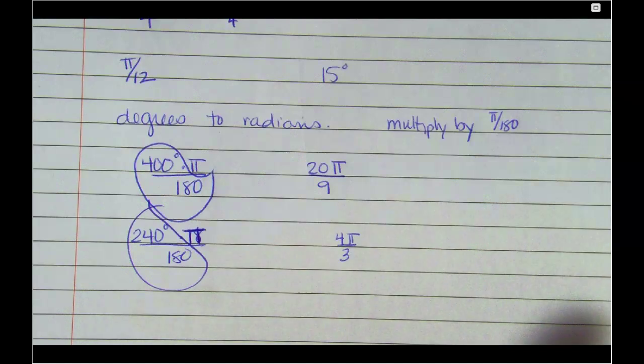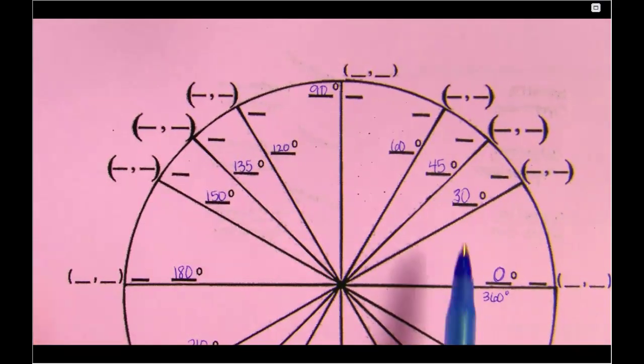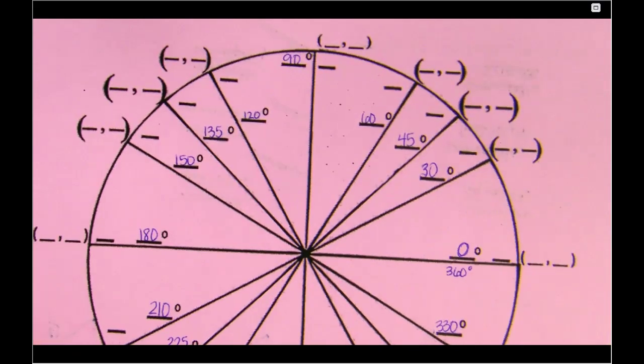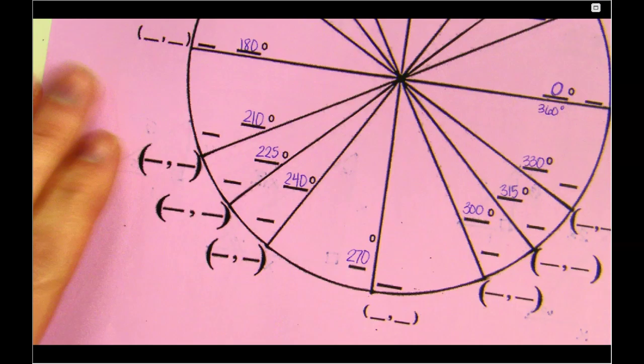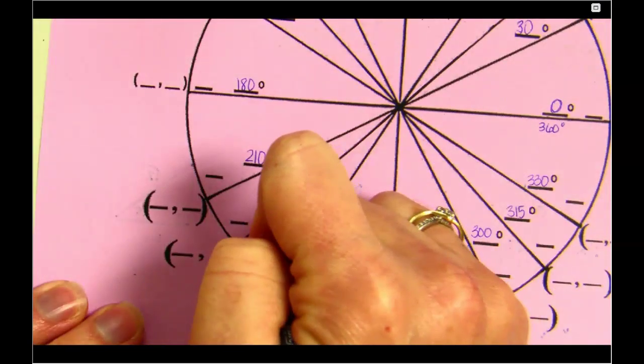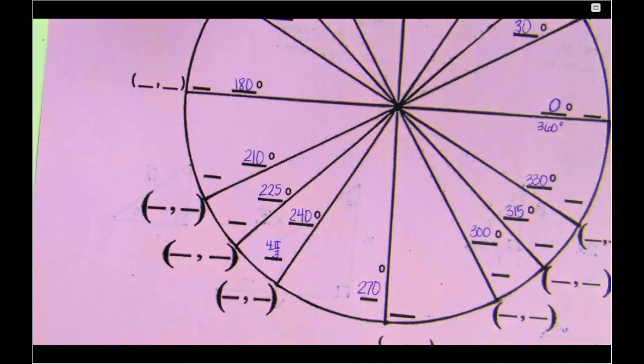Now, here's what I would like you to do. We're going to practice that because that's the one that's harder. On this paper, I would like you to, well, let's do this. 240 degrees, we just did that, is 4 pi over 3. So I'm going to put that on the blank for 4 pi over 3.